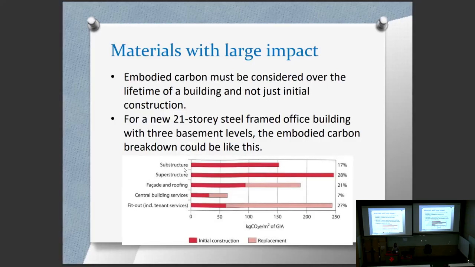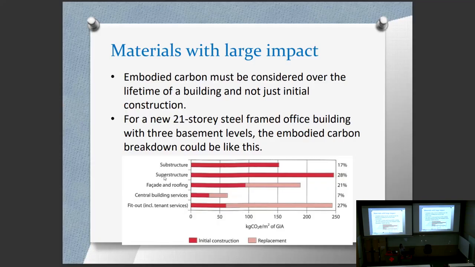Embodied carbon must be considered over the lifetime of a building and not just the initial construction. During the operation phase of the building, we may need to refurbish, renovate, or do some fit-out projects from time to time. So for a new 21-story steel frame office building with 3 basement levels, the embodied carbon breakdown could be like this.